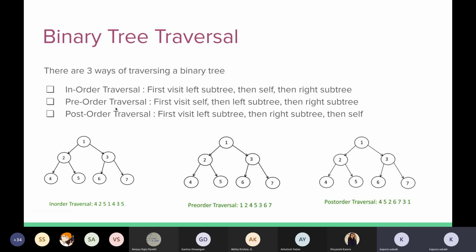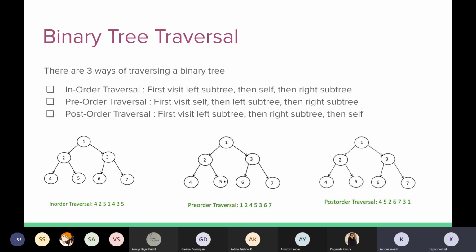Similarly, you can have a pre-order, which is first you go to your self, then you go to left, then you go to right. So you start with 1, okay. Then I go to left, which is this. First I process self, so I print 2. Then I go to left, which is 4. Now I first process self, which is 4. Then I go to its left, nothing. Then I go to its right, nothing. So I go back up. Then the self of 2 has been completed. The left of 2 has been completed. So now we go to right of 2, which is 5.